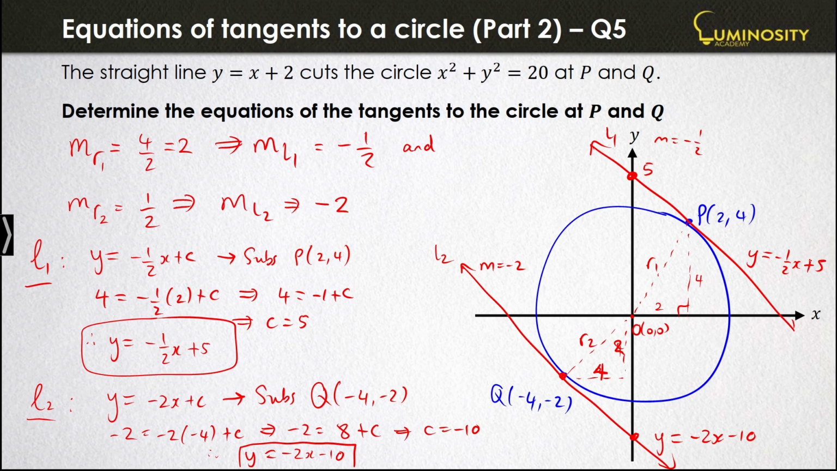Okay, so those are the two equations of the tangent lines. At the point P, it is y equals negative half x plus 5. And for the point Q, it is y equals negative 2x minus 10. The way I've drawn it is a bit deceiving because it makes it look like they're parallel, but they're not. In reality, because these gradients are different, if we draw them long enough, they are going to intersect somewhere. That's what's going to happen.